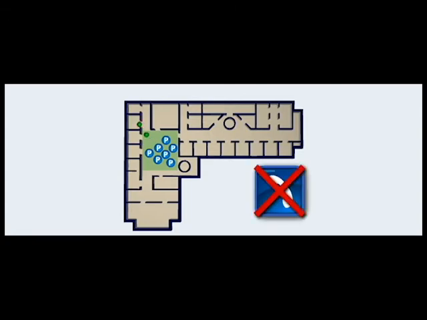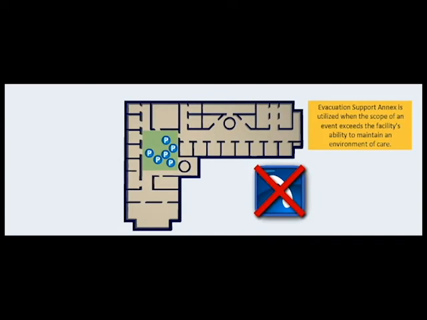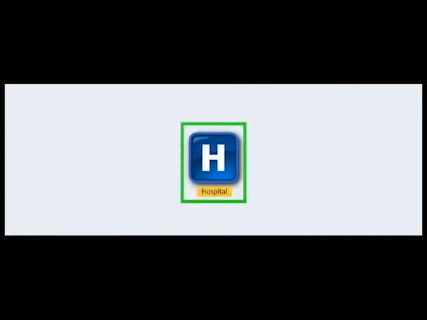In order to develop a meaningful evacuation support annex, its development should be based on a realistic, worst-case scenario in which the hospital needs to rapidly evacuate the entire facility with limited staff and no off-site communications capability. The evacuation support annex is utilized when the scope of an event, such as a flood, loss of utilities, or extreme weather, exceeds the facility's ability to maintain an environment of care for its patients. First, the hospital administration or other authority having jurisdiction declares all or part of the facility unsafe or unusable, requiring a partial or full evacuation.